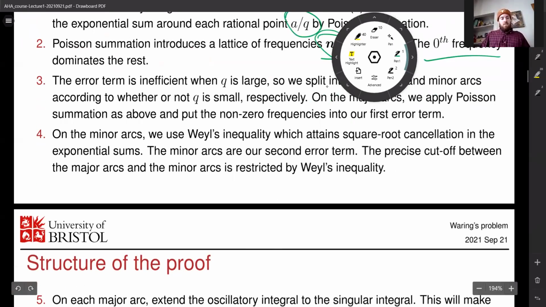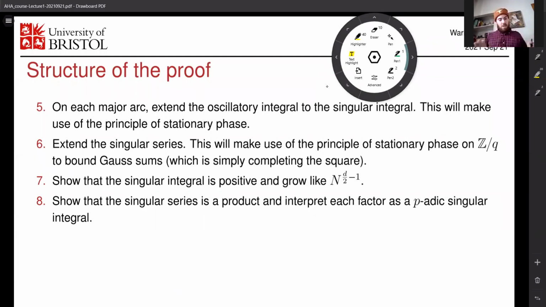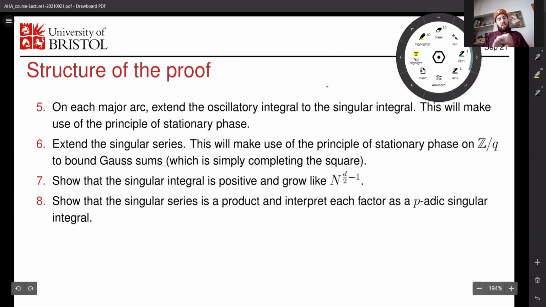The rest of the argument proceeds by processing the major arcs. We want to extend the oscillatory integral that arises in doing Poisson summation to the singular integral. We'll do this by making use of the principle of stationary phase. Then we extend the singular series, again using a principle of stationary phase, but on Z mod Q. After that, the final two pieces are to show that the singular integral grows like we expected it to. It's the volume of this real volume. And the singular series is actually a product. So we have to convert a series into a product and interpret each one of those factors as a p-adic singular integral.